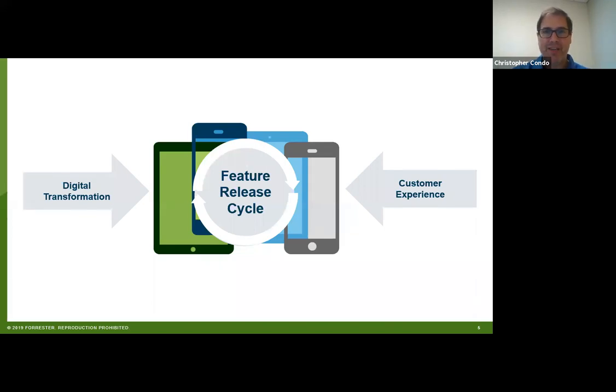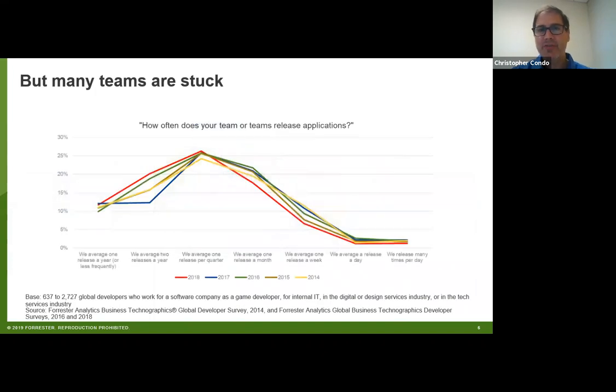And both of these things are combining to really put pressure on software development teams to improve and accelerate their feature release cycle. So the interesting thing, though, and maybe a paradox of some sort, is that even though companies realize they need to go faster, they need to bring more innovation to the market, what we're seeing over the last 5 years is that most companies are at this little point at the top of this slide, and this line graph is we average 1 release per quarter.